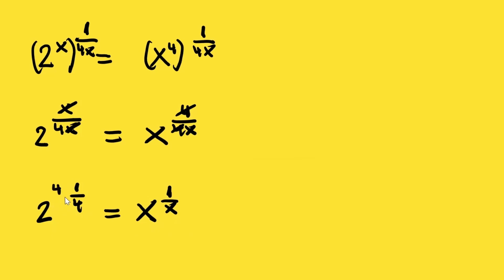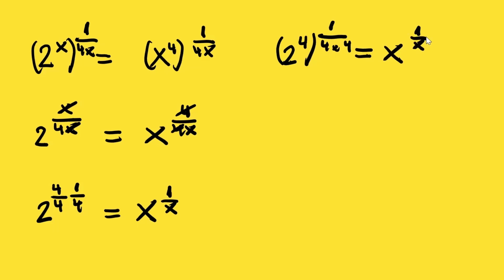Therefore, if we write 4 over 4 here, we don't change anything, but we have our 2 to the power of 4 now, which is 16, and we have 1 over 4 times 4, which is 16 again. Let's write it down. We have 2 to the power of 4, and this whole thing is to the power of 1 over 4 times 4. And on the right-hand side, we still have our x to the power of 1 over x.